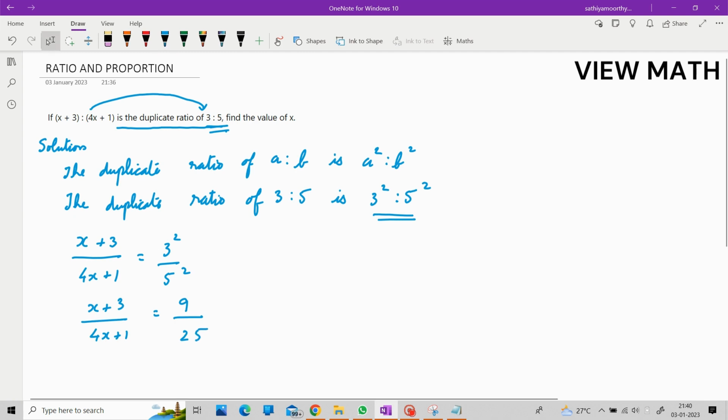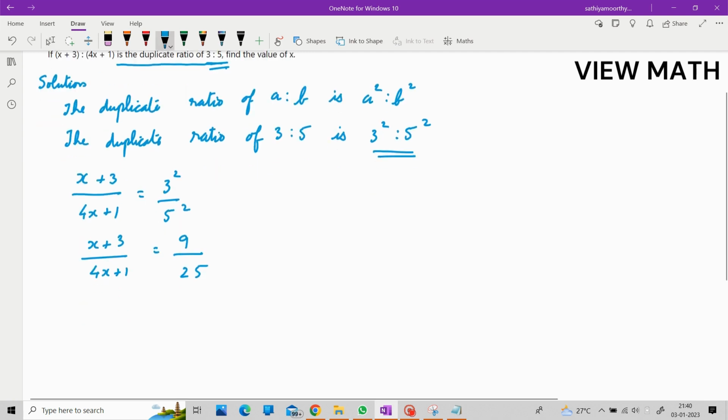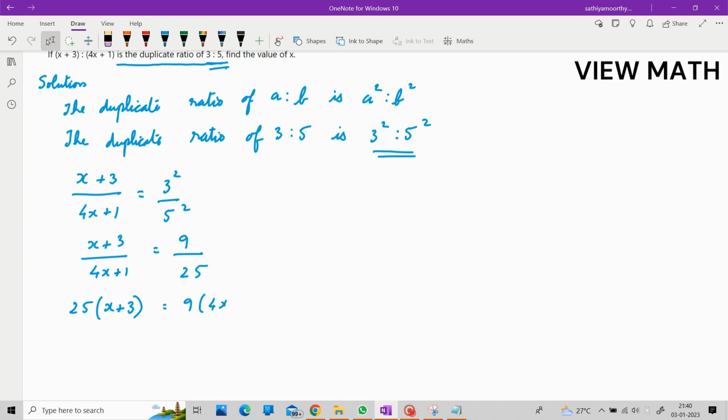So let me cross multiply. So now I'll be getting 25(x + 3) = 9(4x + 1). Let me multiply: 25 into x plus 3 into 25 is 75, is equal to 9 into 4 is 36x plus 9. Let me bring the x term to one side and the 75 and 9 to the other side.